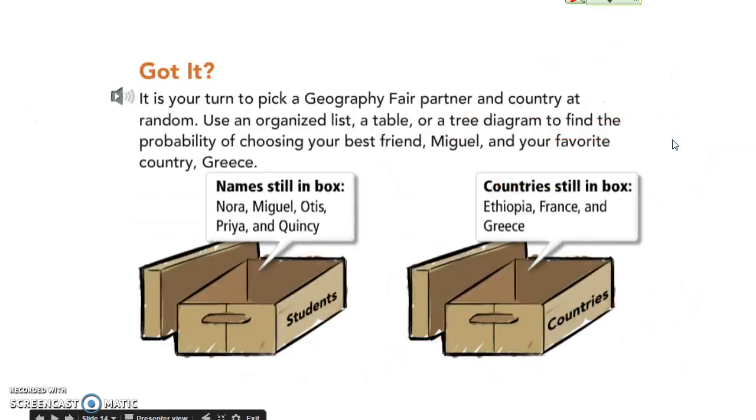Alright, it is your turn to pick a geography fair partner and country at random. Using an organized list, a table, or a tree diagram, we're going to find the probability of choosing your best friend Miguel and your favorite country, Greece. So Miguel and Greece. Well, how many choices do I have in the box for the name? I have 1, 2, 3, 4, 5.